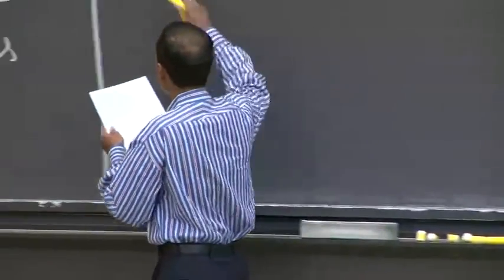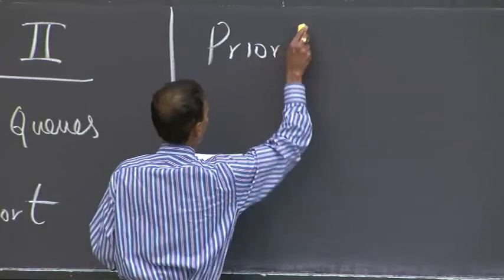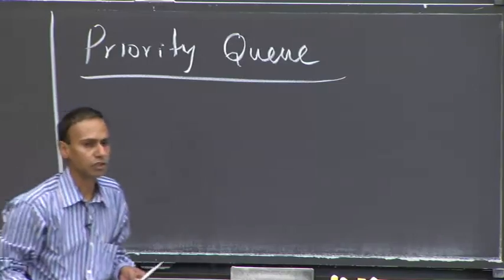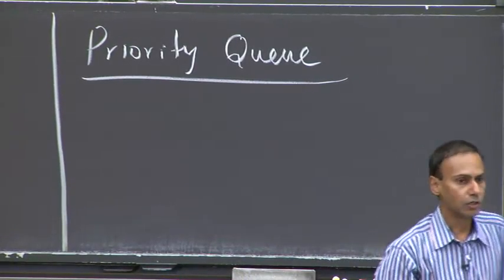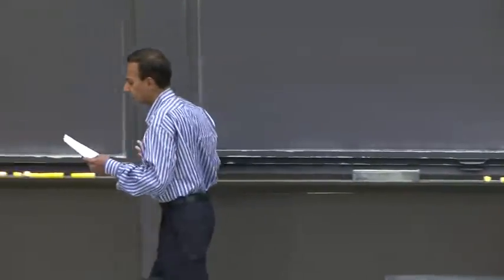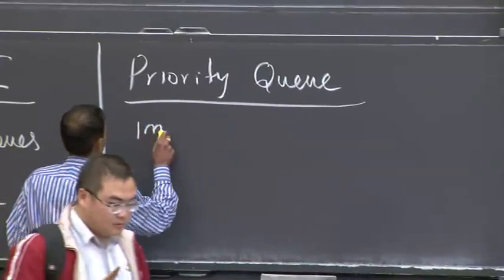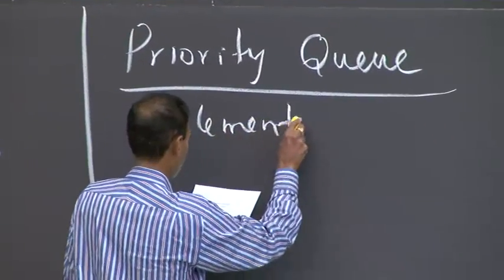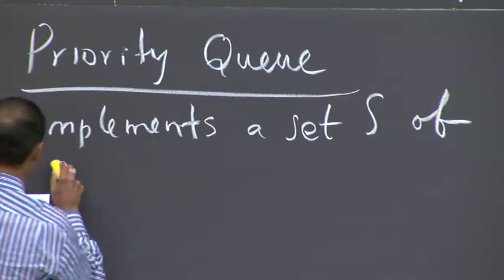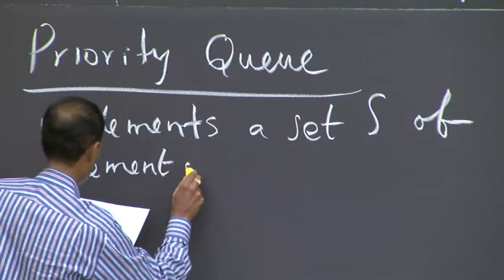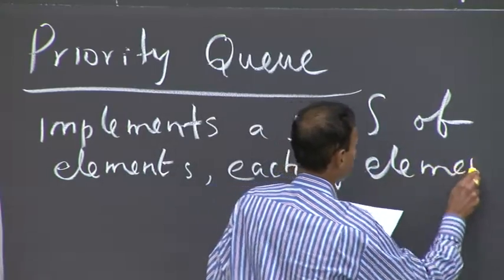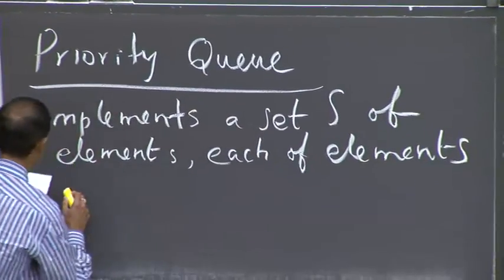But what I want to do is get started with motivating the heap data structure, regardless of whether you're interested in sorting or not. So the notion of a priority queue, I think, makes intuitive sense to all of you. It's essentially a structure that implements a set S of elements, and each of these elements is associated with a key.